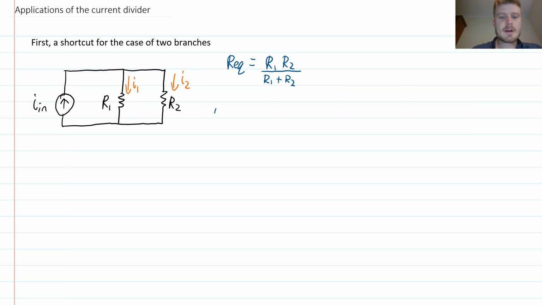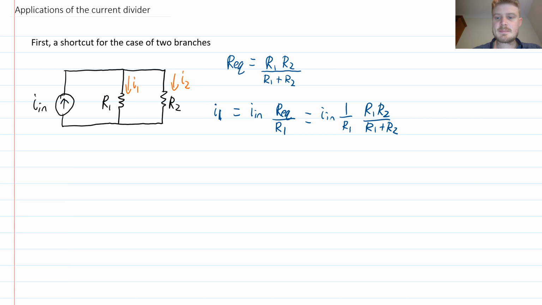And so we can write the current in one of our branches. Let's look at, say, I1 as the first branch. And we know that this will be the input current scaled by the total or the equivalent resistance. So R equivalent divided by R branch, which in this case is just R1. But we calculated R equivalent just above, so substituting in to here, we will get R1 R2 on R1 plus R2.